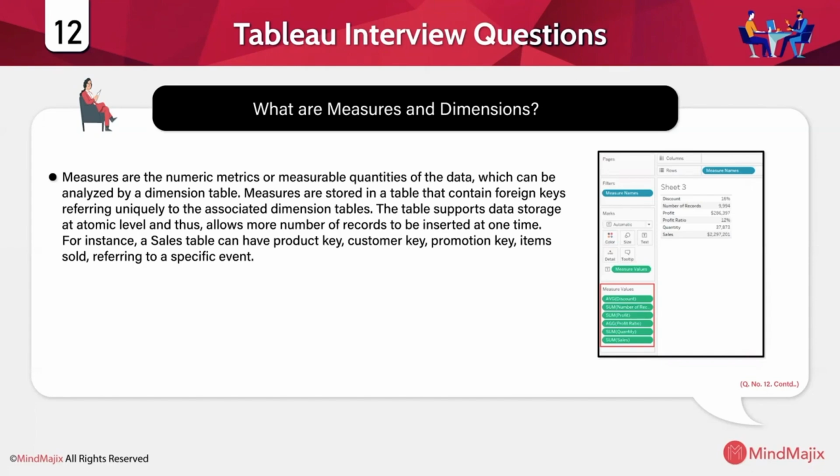Measures are the numeric metrics or measurable quantities of the data which can be analyzed by a dimension table. Measures are stored in a table that contains foreign keys referring uniquely to the associated dimension tables, and the table supports data storage at the atomic level, and thus it allows a large number of records to be inserted at any one time. For instance, a sales table can have a product key, customer key, promotion key, and items sold, referring to a specific event. So there are lots of things available in measures, because measures contain metrics or numeric things.